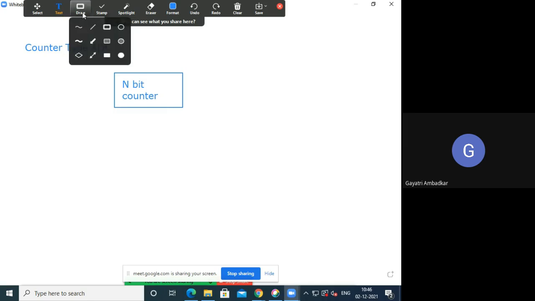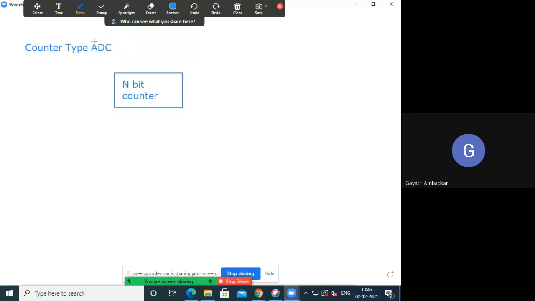The output of this counter is given to a digital to analog converter. See how this circuit is. DAC we have studied already. Now we are studying ADC, but in this ADC circuit, we are employing a DAC also. So for this counter, there are output pins. Let's say 1 to n I am drawing.